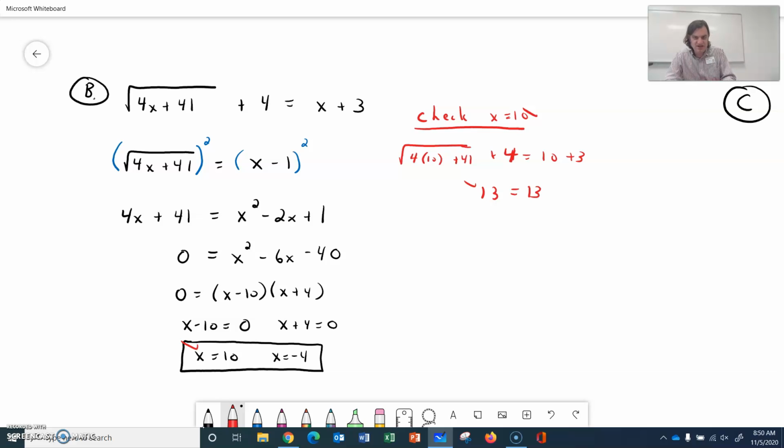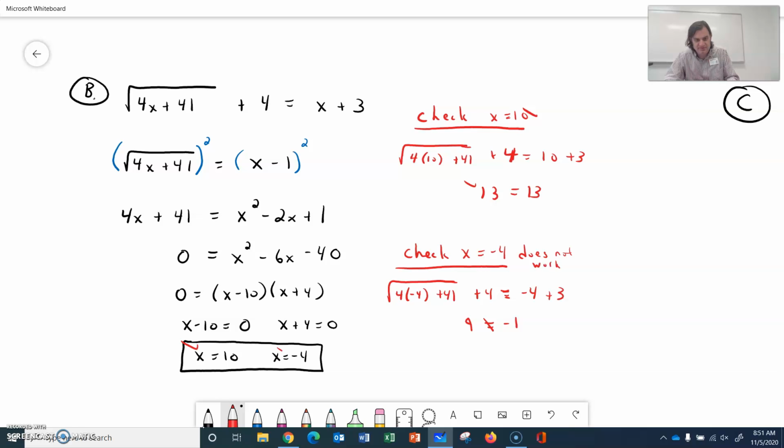So I'll put a little check there. That's what I do. The next one, let's check the negative 4. Both of these could work. Let's see here. So we've got 4 times negative 4 plus 41, plus 4 equals negative 4 plus 3. I'm pretty sure this is not going to work, but let's go through the math. So negative 16 plus 41 is 25, so the square root of 25 is 5, so 5 plus 4, we got 9 on the left and negative 1 on the right. That's not good. Does not work.